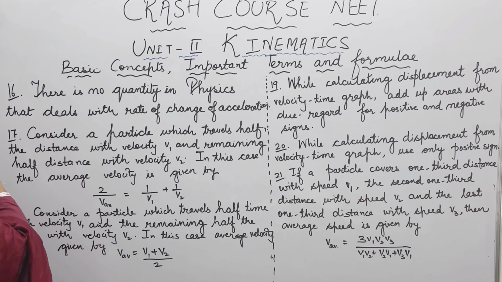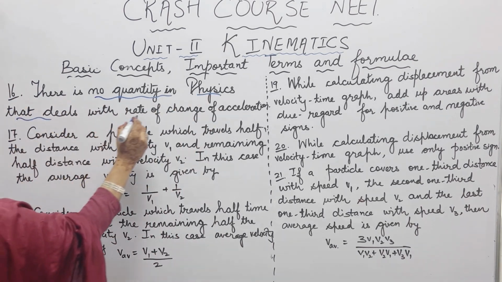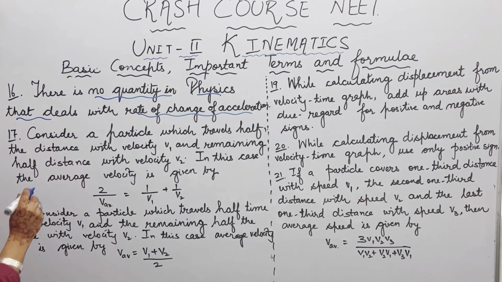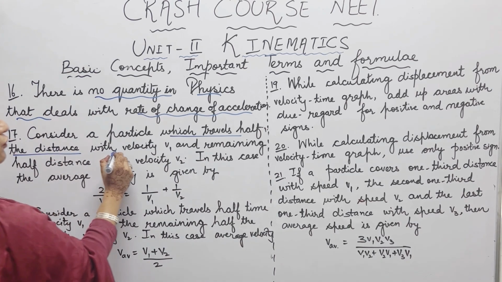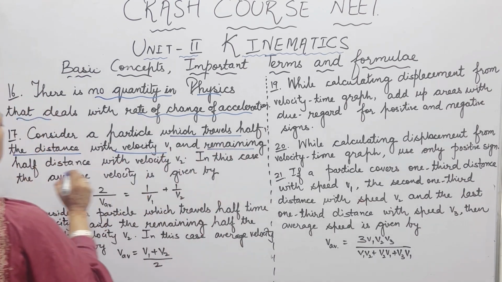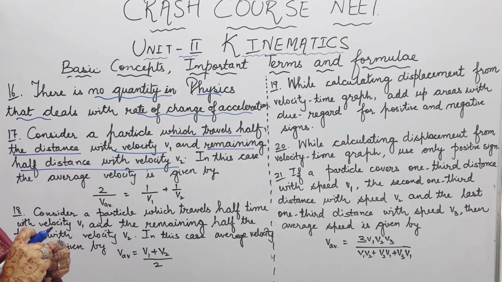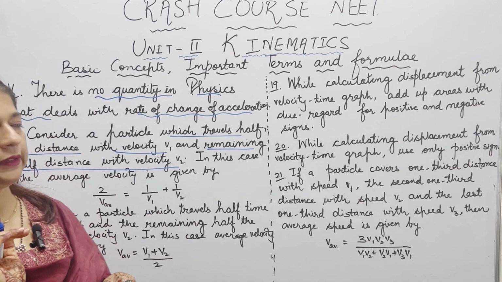Now, the 16th point is that there is no quantity in physics that deals with the rate of change of acceleration. The next is, consider a particle which travels half the distance with velocity v1 and the remaining half distance with velocity v2. Here v1 and v2 are the velocities, and the two halves of distance are being taken.